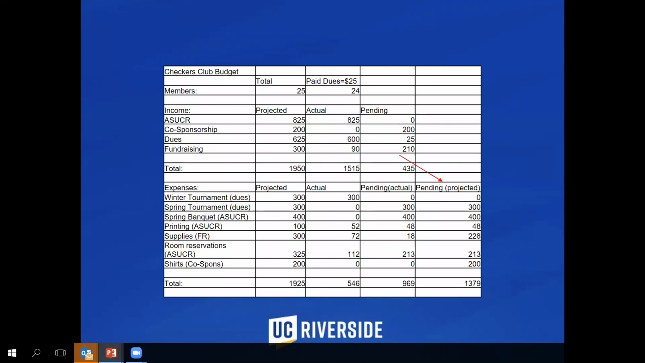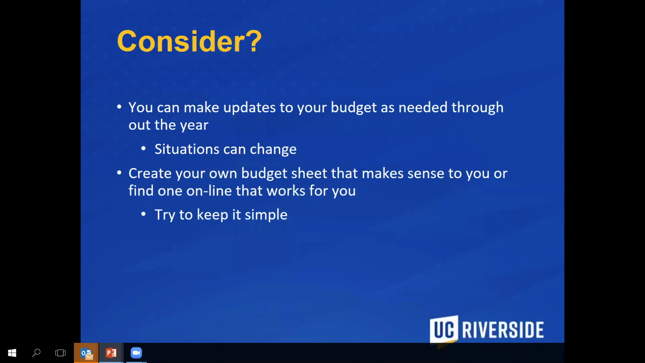There. So as you can see, everything's pretty straightforward until we come to the supply section again. When we look at the $228 that we're projecting to spend in this area, it is different than the actual dollars we have available. Things to consider. You should make updates to your budget as needed throughout the year. Your situation can change as the year goes along, and it would be good to make updates as needed. Your budget should never be set in stone.